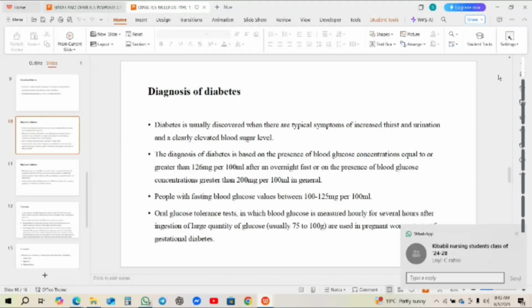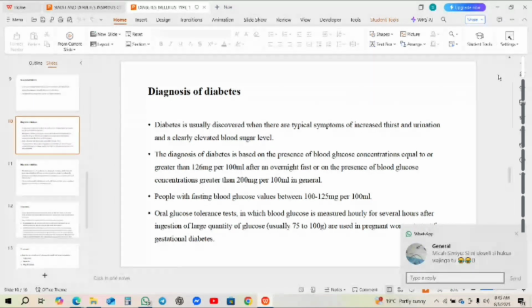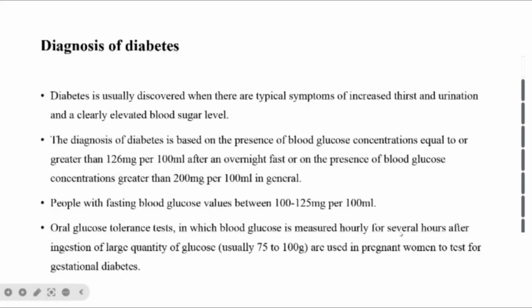People with fasting blood glucose values between 100 to 125 milligram per 100 ml... oral glucose tolerance test, in which blood glucose is measured hourly for several hours after ingestion of a large quantity of glucose, usually 75 to 100 grams, are used in pregnant women to test for gestational diabetes.